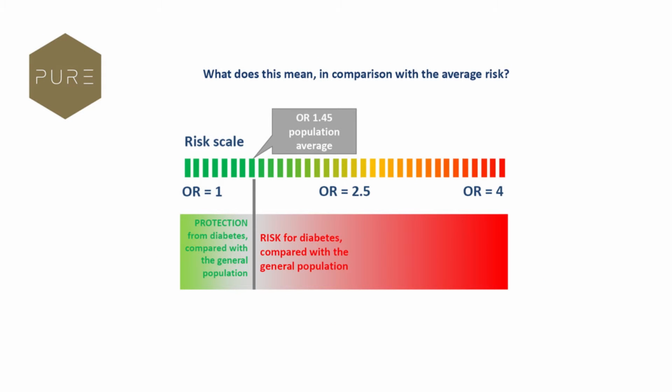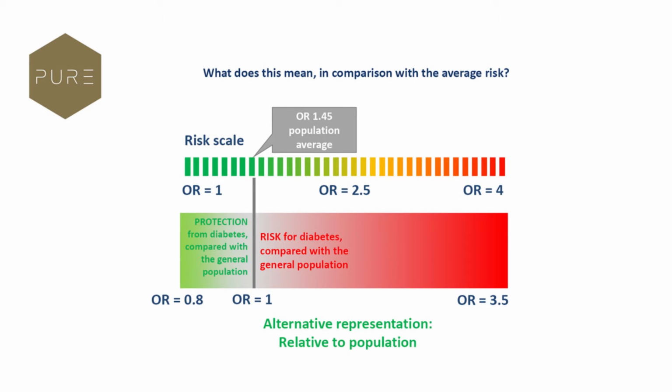So looking at this odds ratio means compared to the optimal genetic profile, this person has a 2.5 times higher risk. So relative to the optimal genetic variation. However, there's another way of displaying this. And this is saying the general population has an odds ratio of 1. Everybody together has an odds ratio of 1. Compared to everybody else, as we know, the people with the optimal genetic profile have a lower risk. So actually what you get is an odds ratio of lower than 1, so it's 0.8. And this would then be an odds ratio of 3.5.